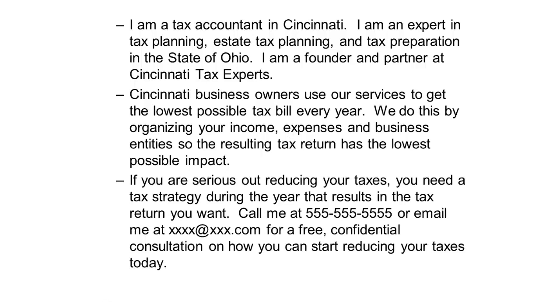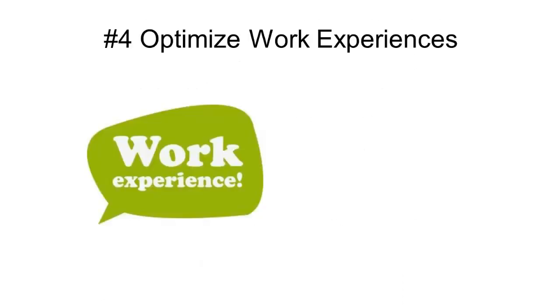Finally, if you're serious about reducing your taxes, you need a tax strategy during the year that results in the tax return you want. Call me at a phone number or email me at an email for a free confidential consultation on how you can start reducing your taxes today. Notice it tells the person to call them and what they get for calling. Nice, simple. It talks to the individual that you want to attract.